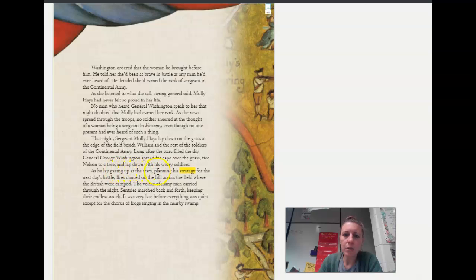As he lay gazing up at the stars, planning his strategy for the next day's battle, fires danced on the hill across the field where the British were camped. The voices of many men carried through the night. Sentries marched back and forth, keeping their endless watch. It was very late before everything was quiet, except for the chorus of frogs singing in the nearby swamp.